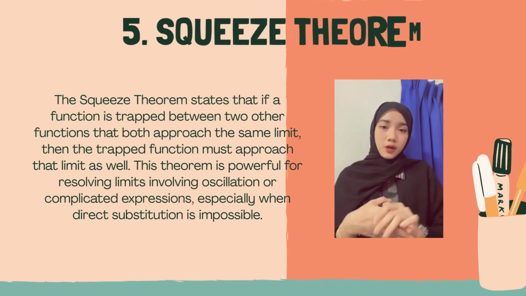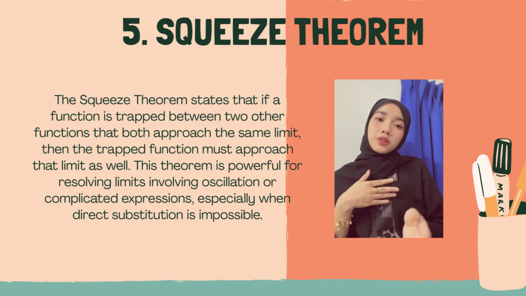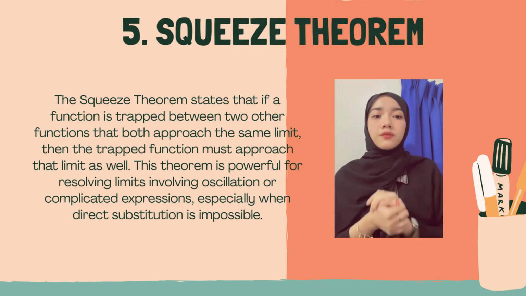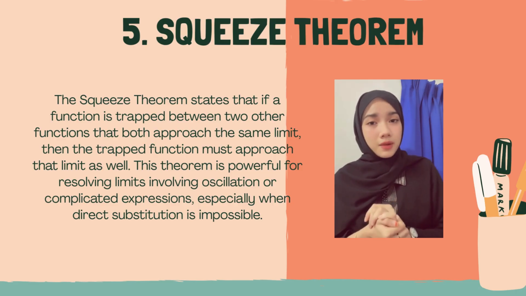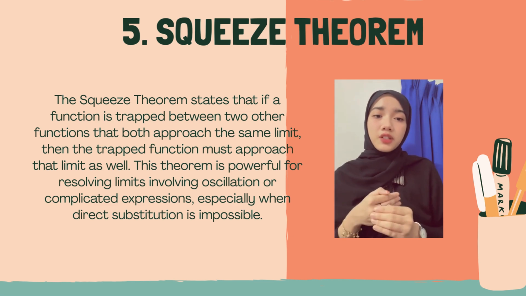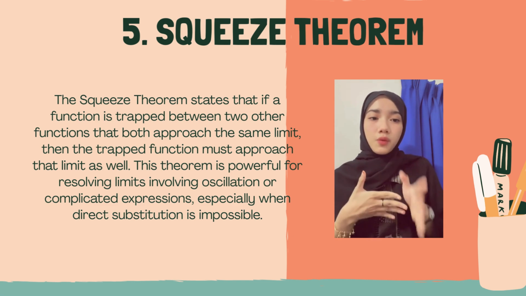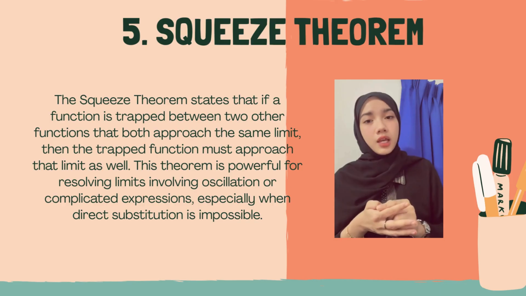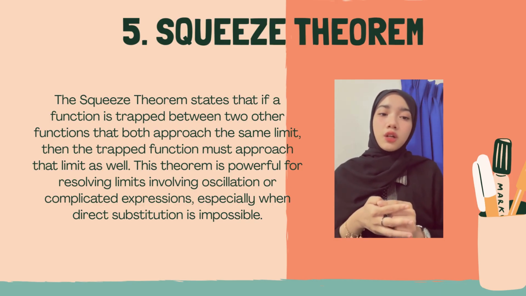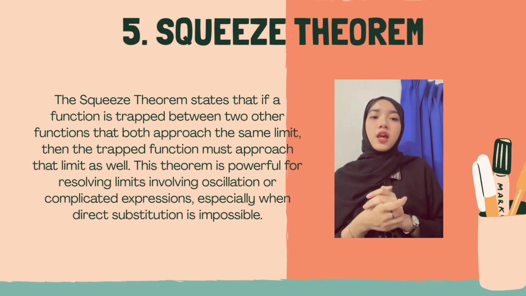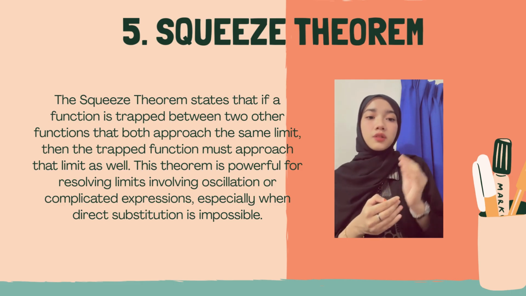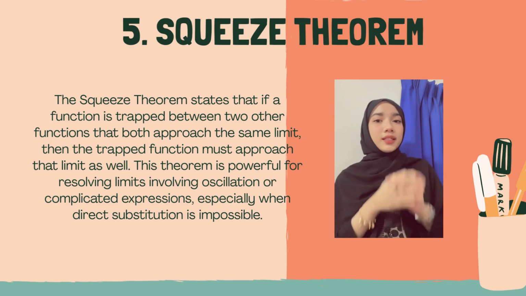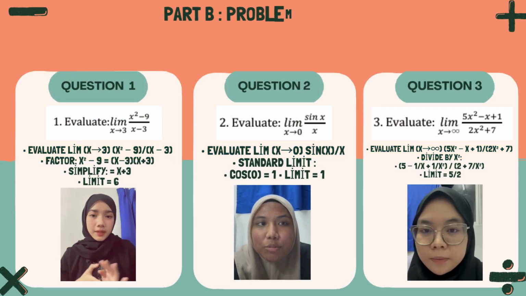Lastly, the squeeze theorem. The squeeze theorem states that if a function is trapped between two other functions that both approach the same limit, then the trapped function must approach that limit as well. This theorem is powerful for resolving limits involving oscillation or complicated expressions, especially when direct substitution is impossible. That's all for me. Thank you. Limit problem number 3.